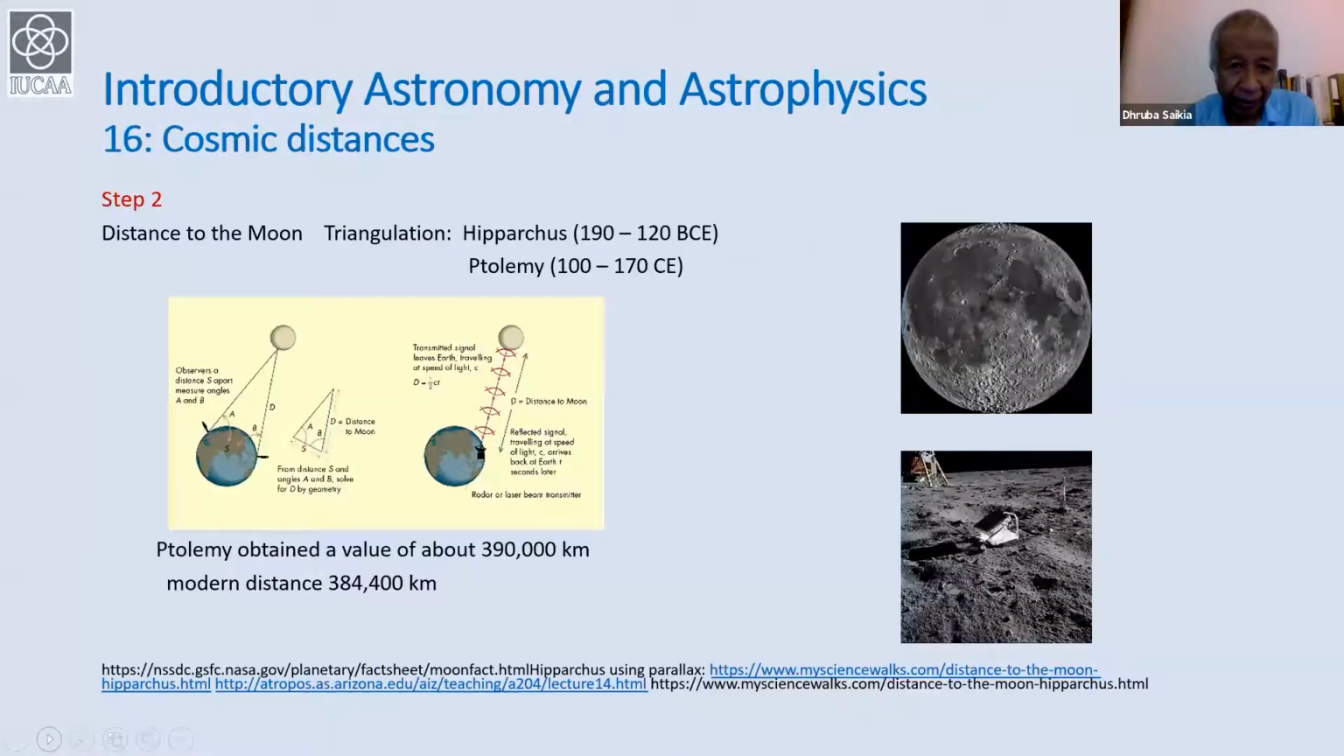Triangulation to the moon was attempted by Ptolemy, and he arrived at a distance of about 390,000 kilometers. Hipparchus also made an attempt at triangulation, which is much before Ptolemy's time. Today the most accurate method we have is laser ranging, and this figure on the right illustrates that. You can read much more about all these from the references which I've listed below, and I'm sure if you search the web, you will probably find even better references than what I've given over here.